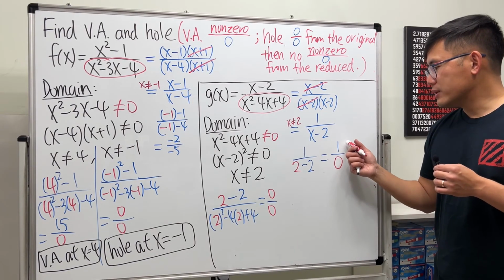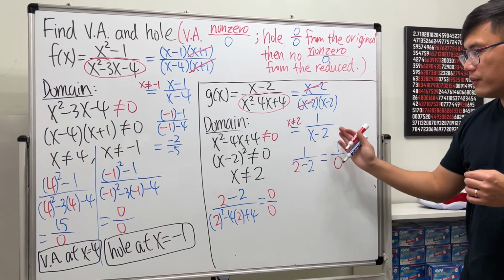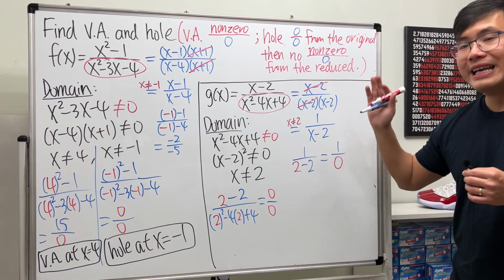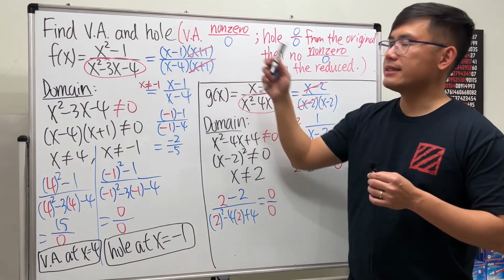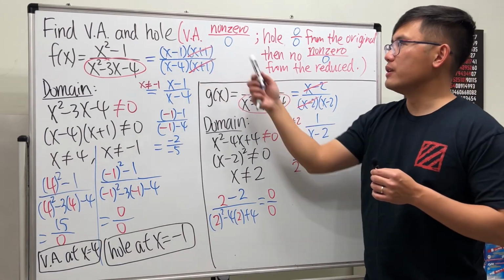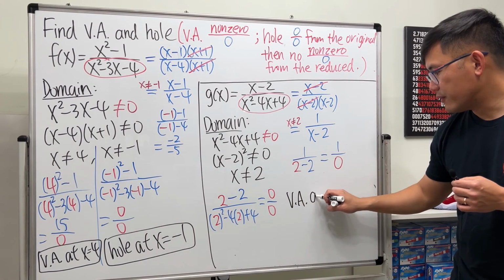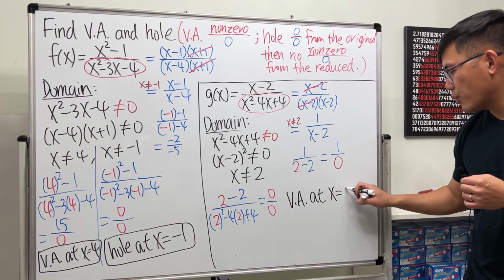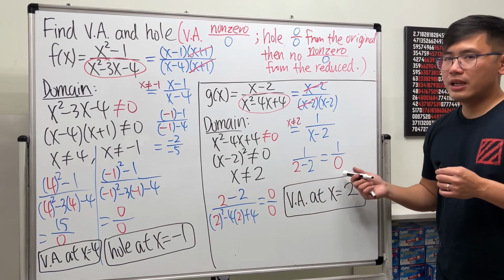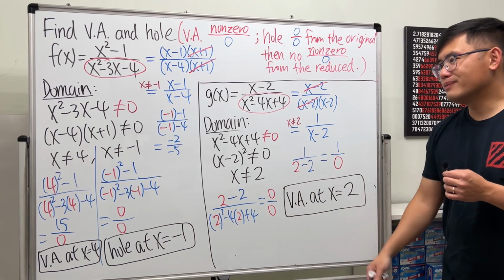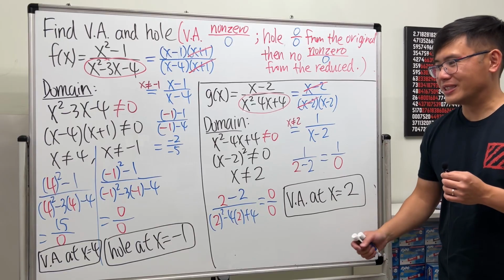If you still end up with a non-zero number over 0 from the reduced expression, in fact, you will end up with a vertical asymptote. So for this situation, we will have a vertical asymptote at x equals 2. So be really careful. I know it's tricky. I know it's hard. Together we can do it, just with some practice.